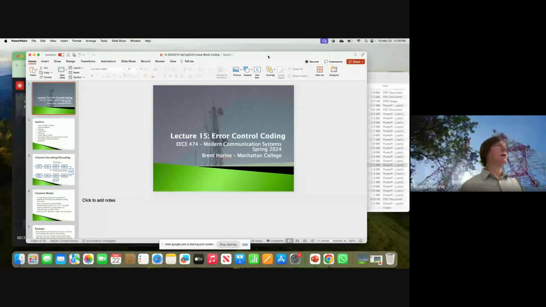Then we'll have our little Easter break, but I will release an assignment on this error control coding that we will talk about.